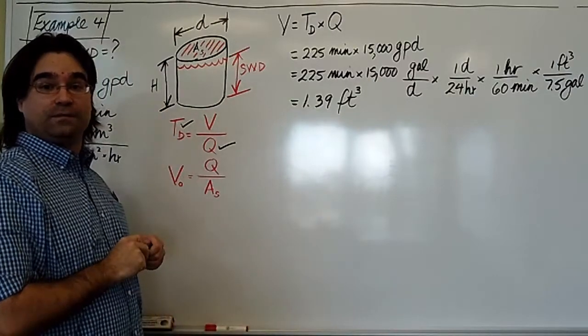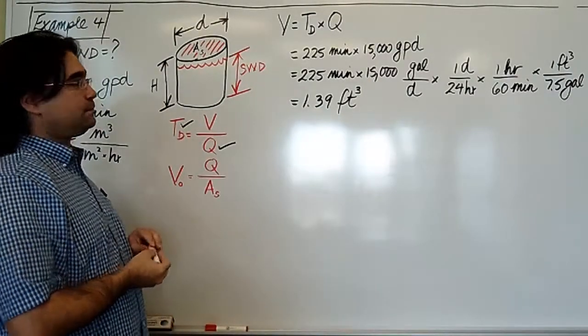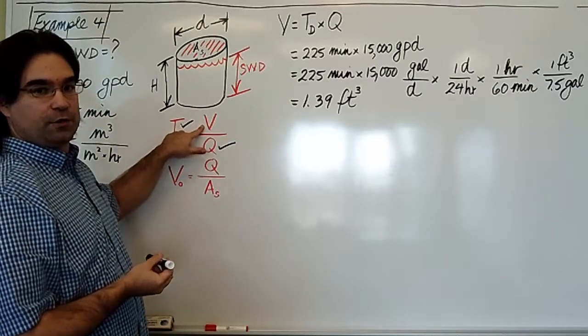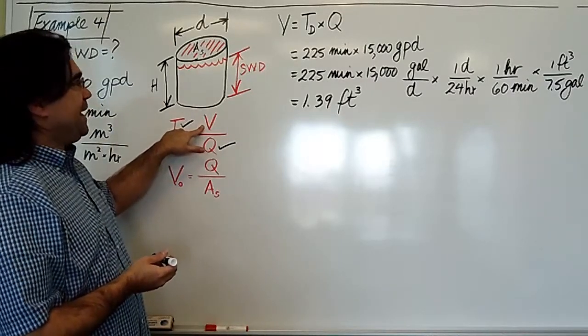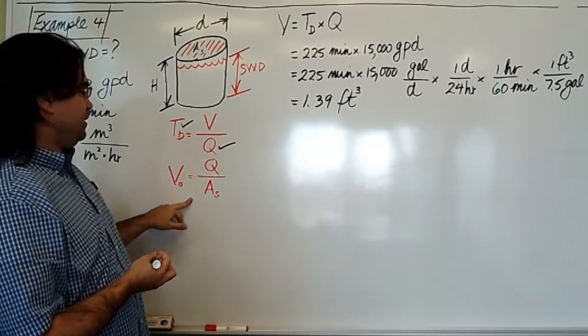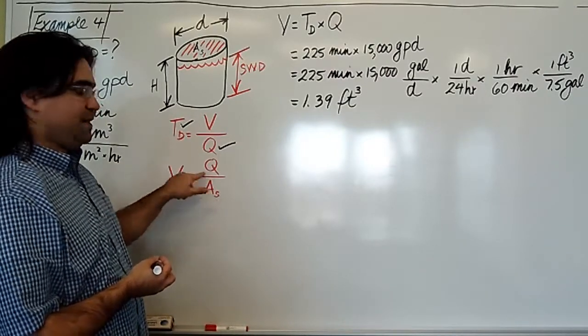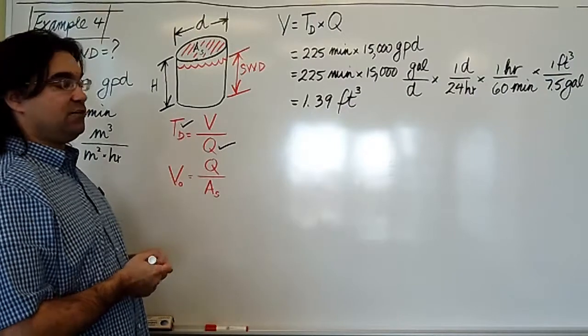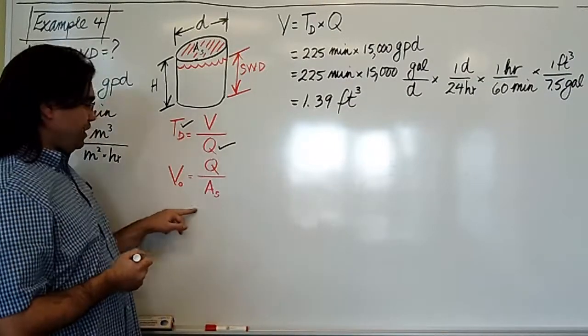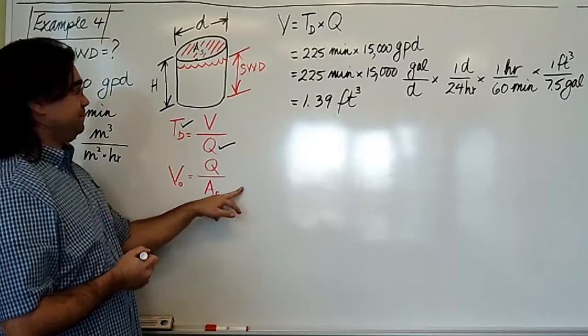0.39 cubic feet. Okay? All right, so we know what the volume of water is in here. Now we're going to employ the overflow rate to calculate what the surface area, the cross-sectional area, of this tank is. Ready? So I'm going to first rearrange this formula.